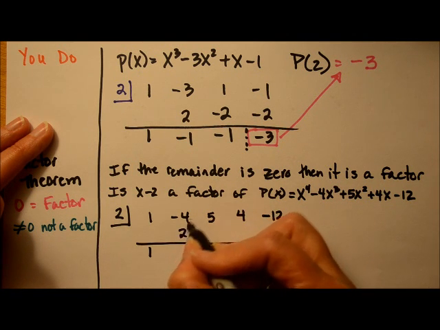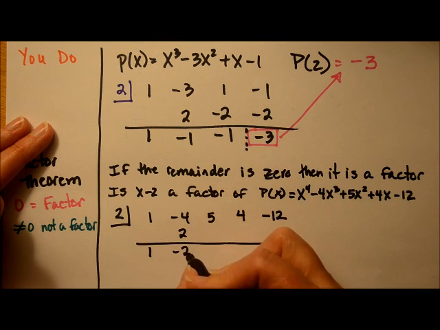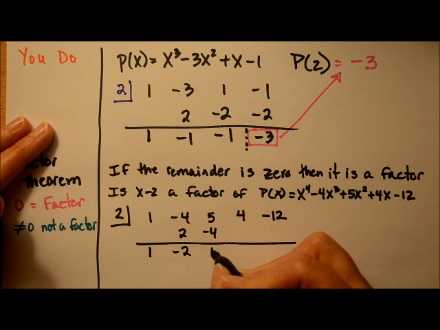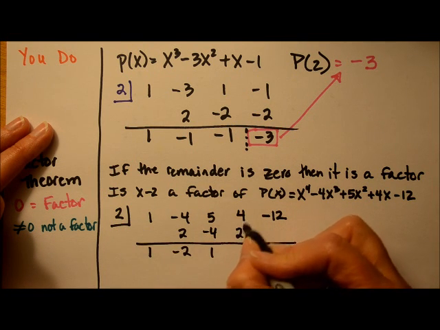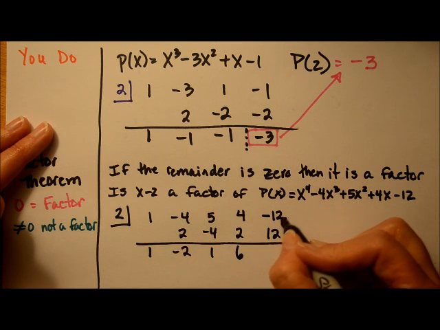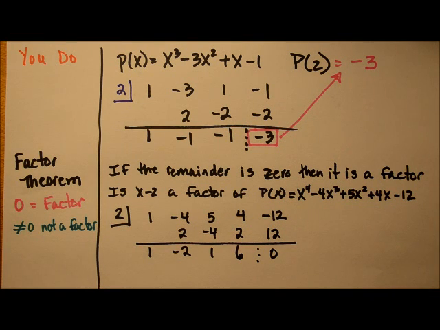Okay, ready? Synthetic division, bring down the 1. 1 times 2 is 2. Negative 4 plus 2 is negative 2. Negative 2 times 2 is negative 4. 5 plus negative 4 is 1. 1 times 2 is 2. 4 plus 2 is 6. 6 times 2 is 12. Negative 12 plus 12 is 0. Is it a factor? Yeah, it is. Yes.